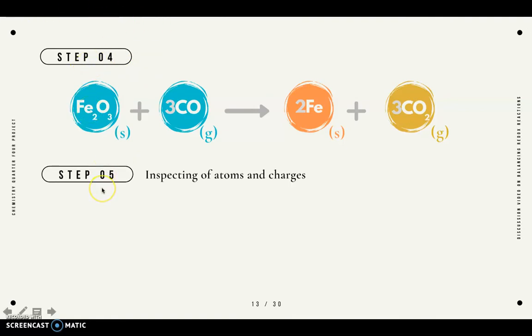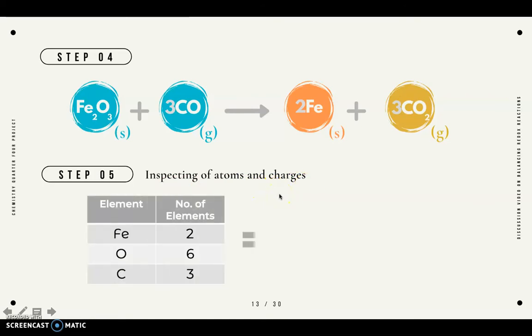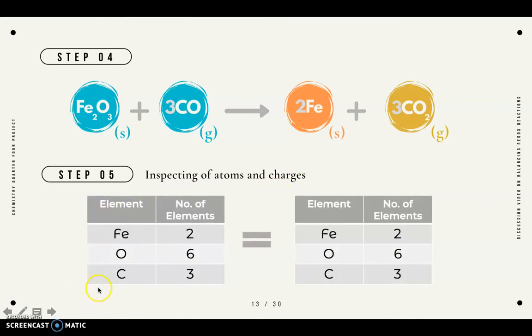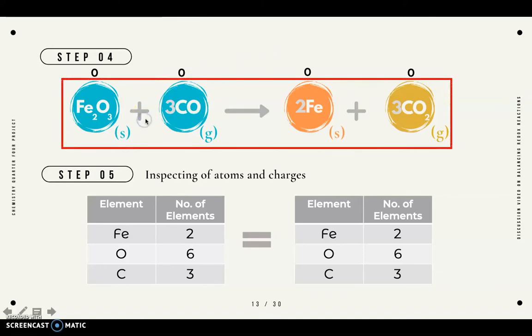And the last step, step number 5. To ensure that we have accurately balanced the equation, we will inspect if the atoms and the charges are balanced for both sides. This table right here displays how the atoms are already balanced for both sides, and the charges are also equal, as can be seen here, in which the net charge on the left is equal to the net charge on the right. There are also 6 electrons lost and 6 electrons gained, so that makes it balanced. Hence, we can say that the redox reaction is now balanced, and this is the final balanced form for the reaction between iron 3 oxide and carbon monoxide.